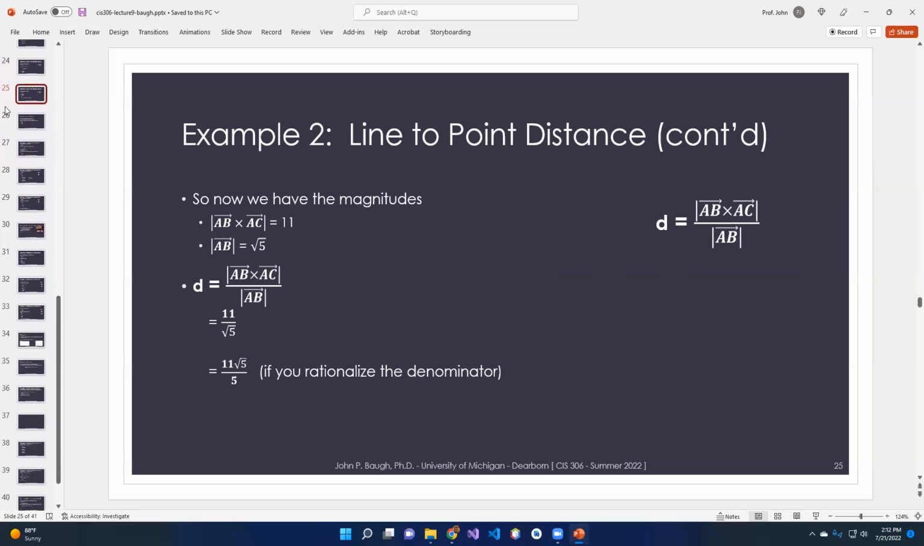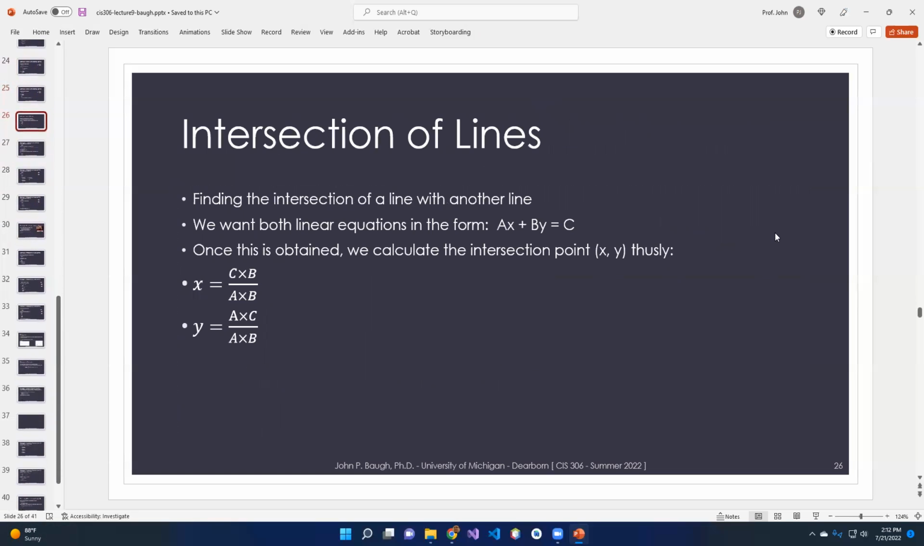All right. Okay, any questions before we move on to intersection of lines? Nope. Okay.